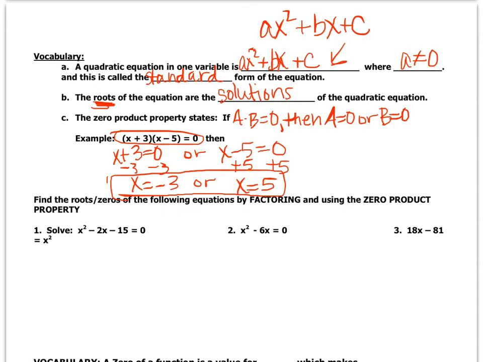So let's do some of these. The question here says find the roots or zeros of the following equations by factoring and use the zero product property. Now one thing I need to fix real quick here is this equals x squared.